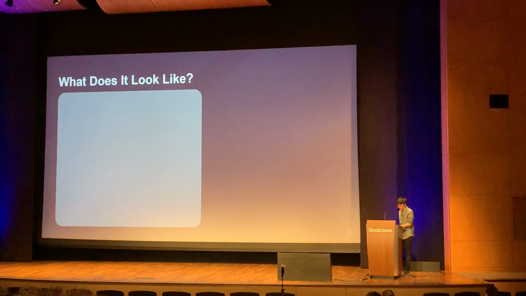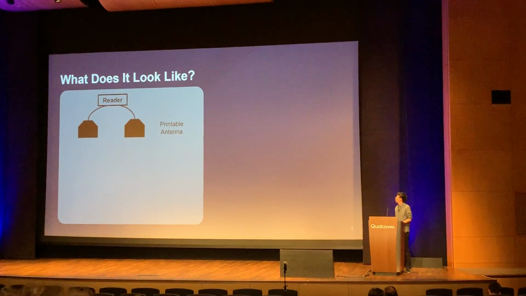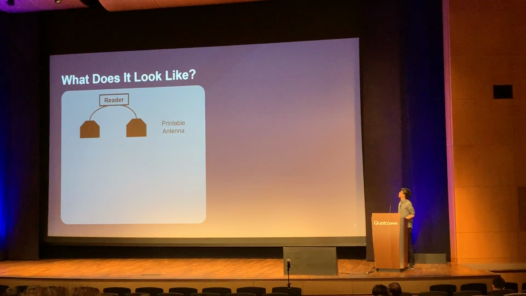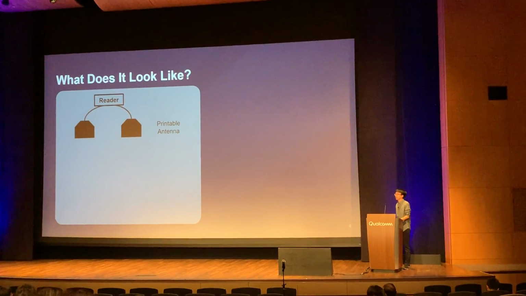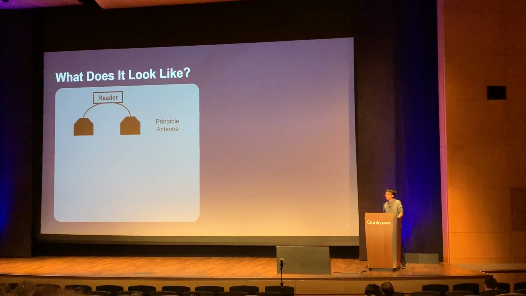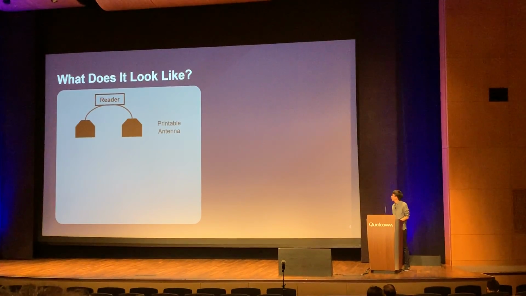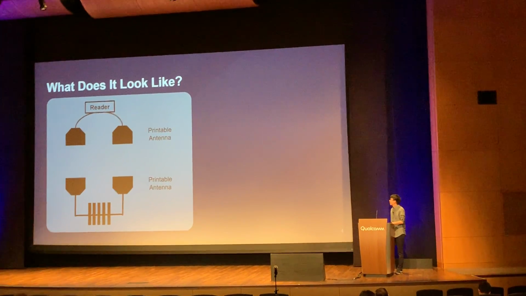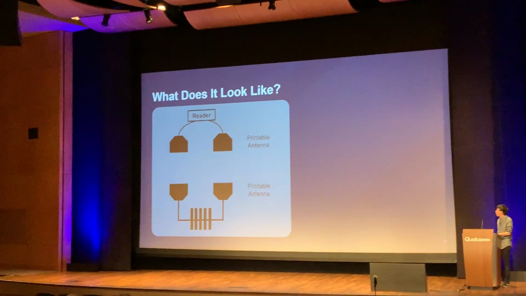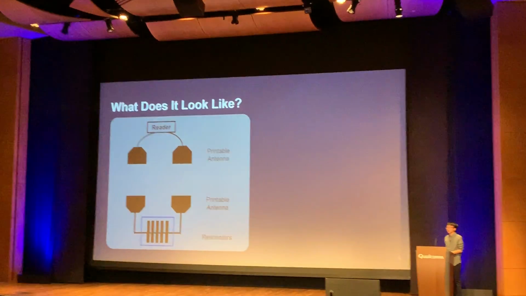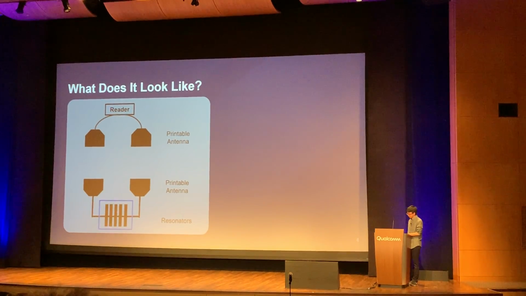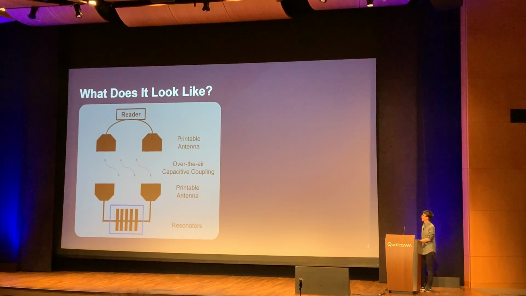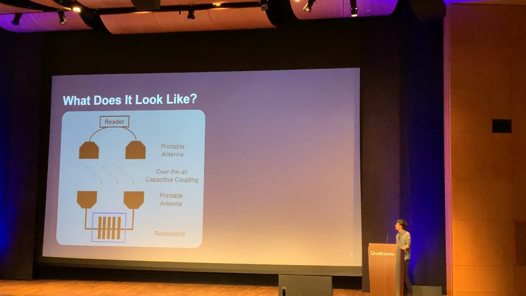So what does our system look like? First, in such a system, we propose an efficient reader, which contains printable antennas. Notice that such antennas can be harvested from our surrounding environment, such as walls and furniture, as long as they are conductive. After that, we also have the tag system, which also has printable antennas, with a customized resonator design at different frequencies. After detailed investigation, we decided to use over-the-air capacitive coupling as the sensing and communication medium.